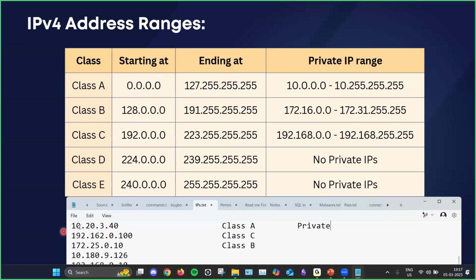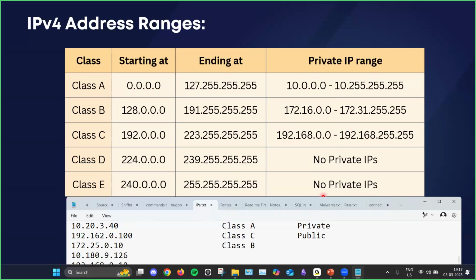Okay. Looking at the second number, 192.162.0.100. The first octet is 192. That seems to match. But the second octet is 162. This is not matching with 168. So therefore, since it's falling outside that range, it's a public IP.